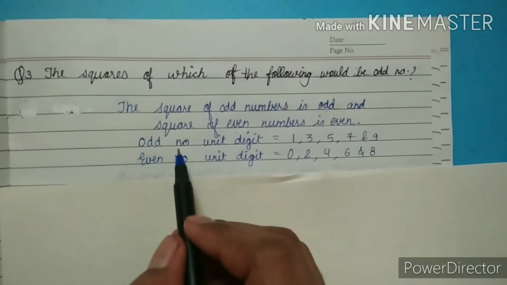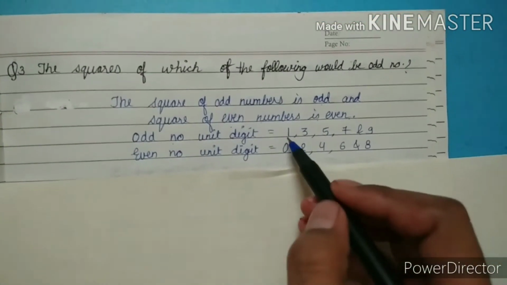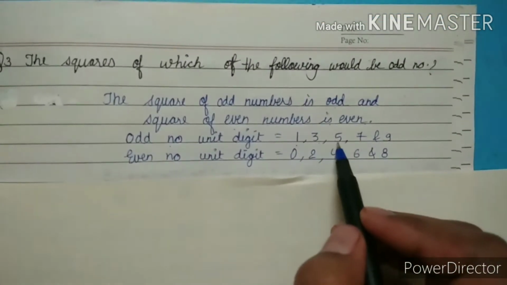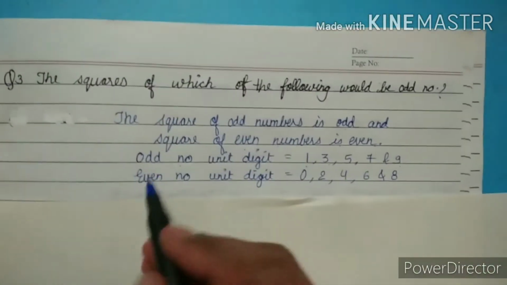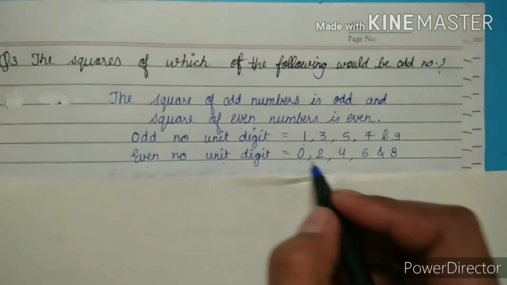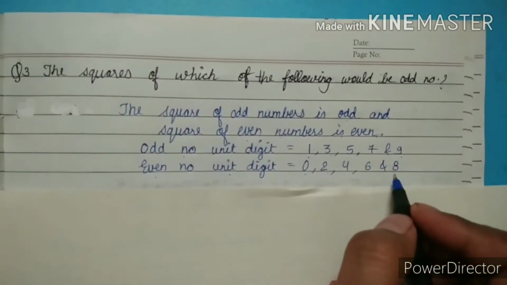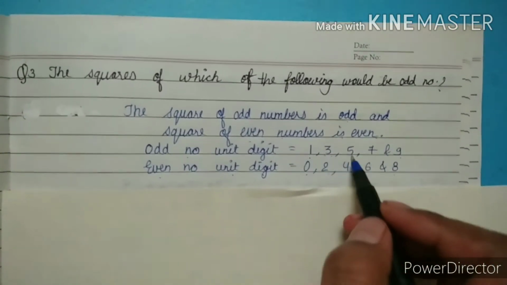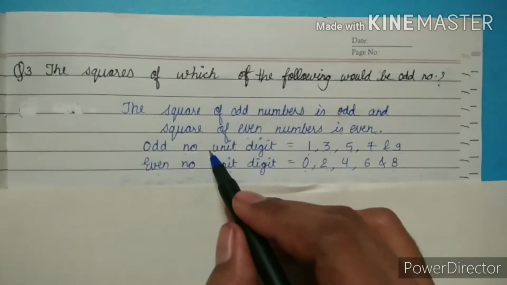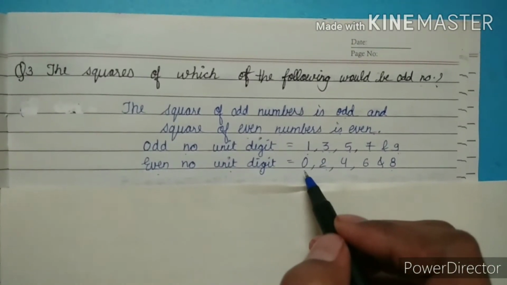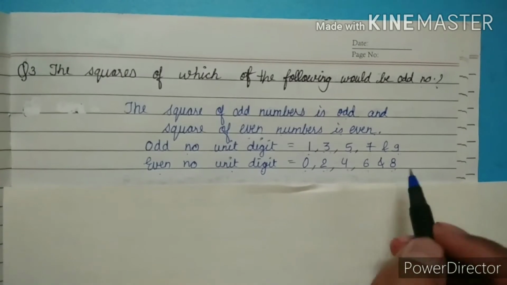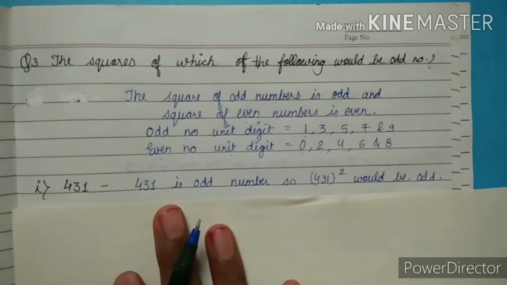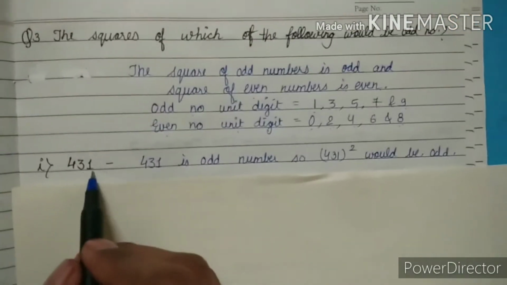So the odd number unit digits, we already know, are 1, 3, 5, 7 and 9. And even number unit digits are 0, 2, 4, 6 and 8. So those numbers having 1, 3, 5, 7, 9 at the end are called odd numbers, and those having 0, 2, 4, 6, 8 on the unit digit are called even numbers. So the first question is 431.